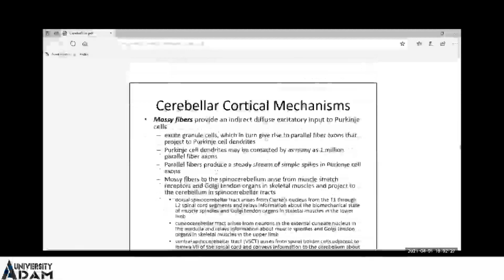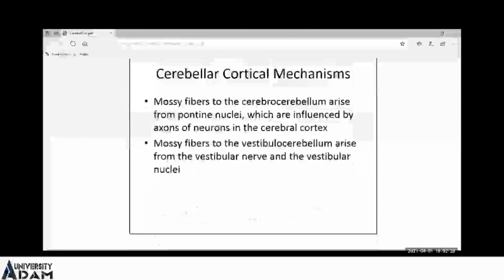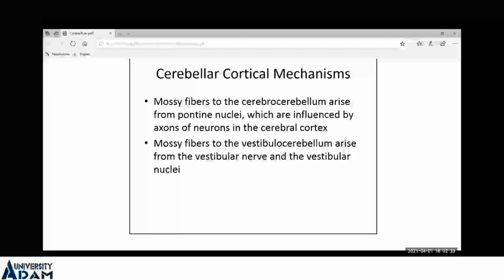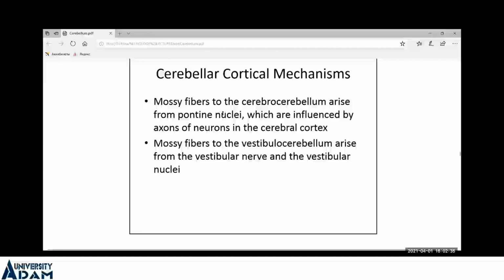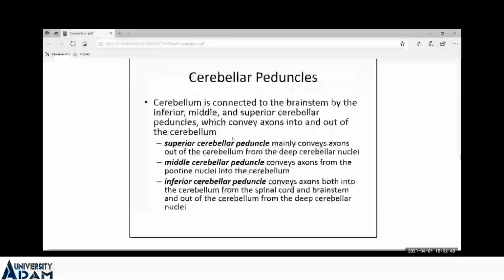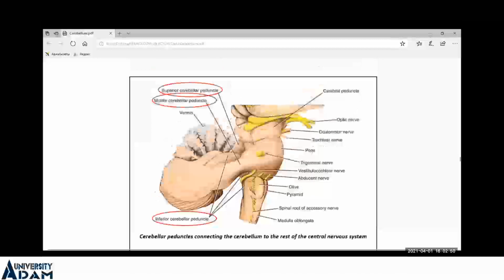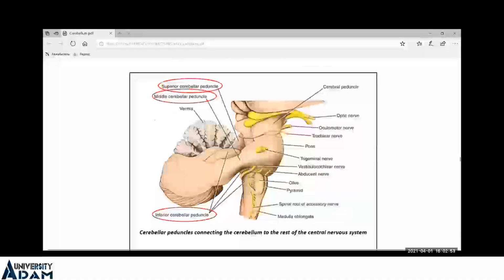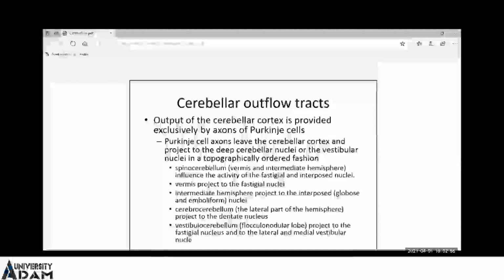Cerebellar cortex, mossy fibers, okay? So what about the mossy fibers? Mossy fibers to the cerebellum arise from nuclei, which are influenced by axons of neurons in the cerebral cortex. The mossy fibers to the vestibular cerebellum arise from the vestibular nerve and the vestibular nuclei. Okay, so also we have the peduncles: superior cerebellar peduncle, middle cerebellar peduncle, and inferior cerebellar peduncle.